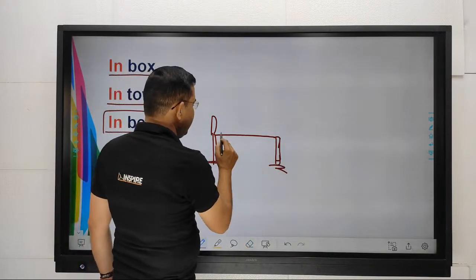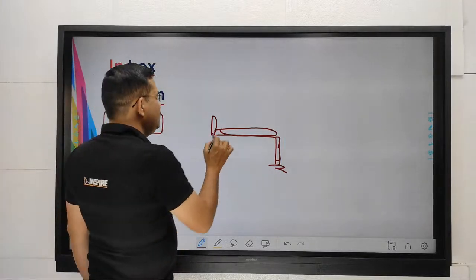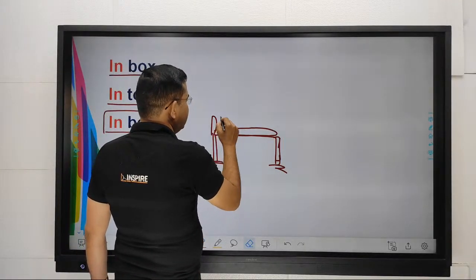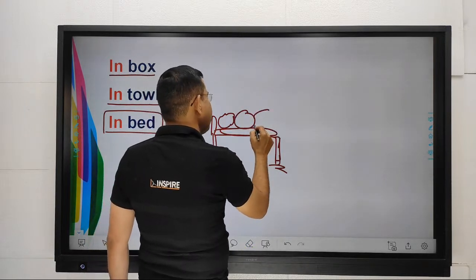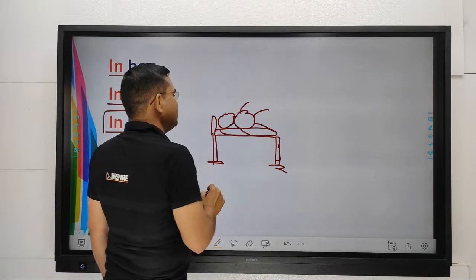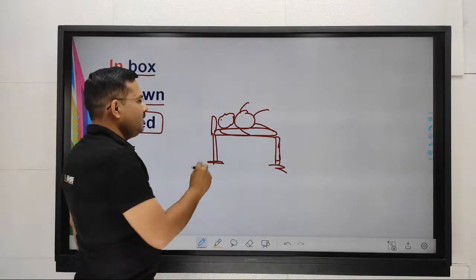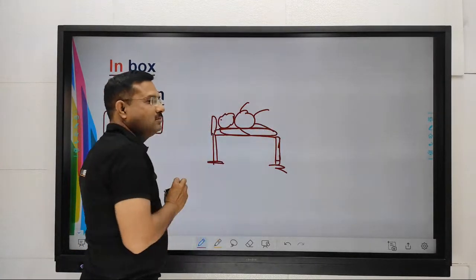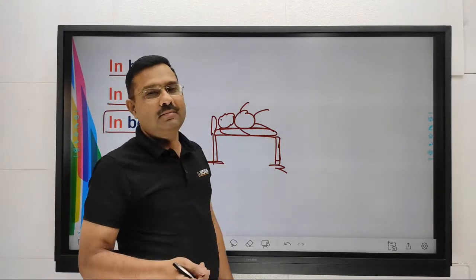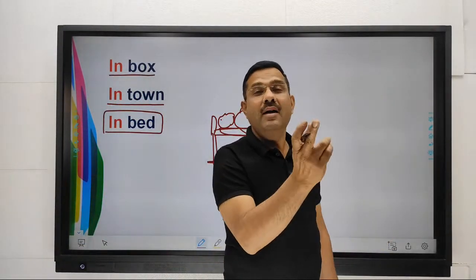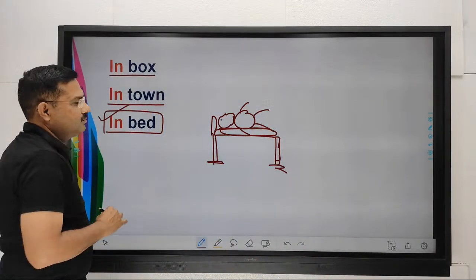And you are sleeping. Let me make one Ghasiram here. He is sleeping. If he is sleeping, it means he is on the bed for the purpose of sleeping. He is lying on the bed because he wants to sleep. Then we say he is in bed.